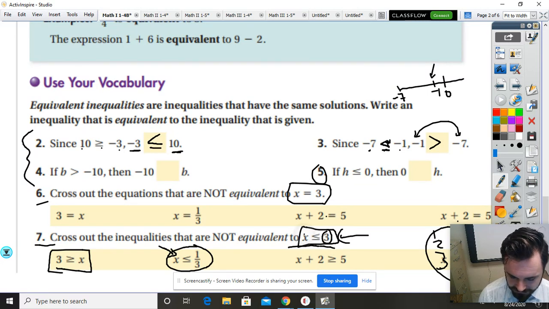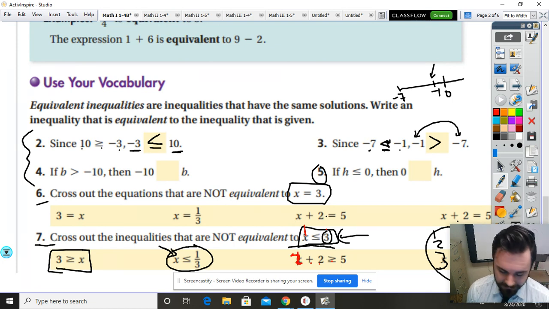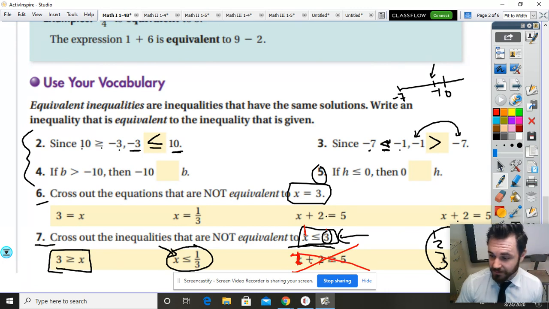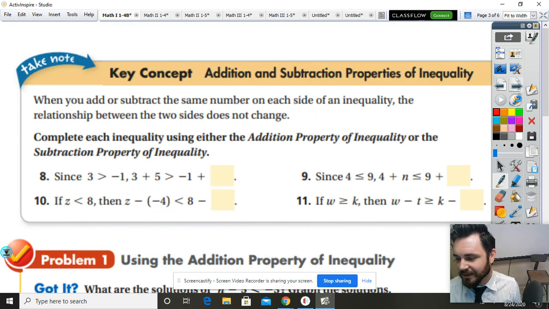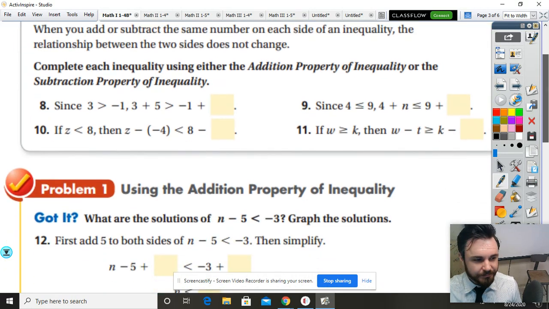If I know x has got to be any number less than 3, what if I plugged in 2? Is that less than 3? Yeah. But is this true? Is 2 plus 2 greater than 5? No. And if I plugged in 1 here, is 1 plus 2 greater than 5? No. So this is 100% not true. And I apologize for that misunderstanding on that.